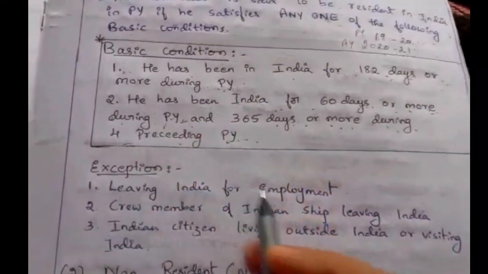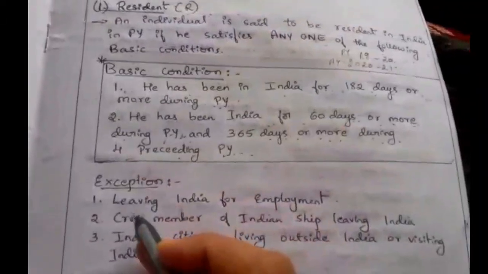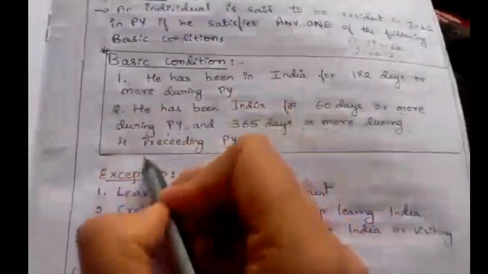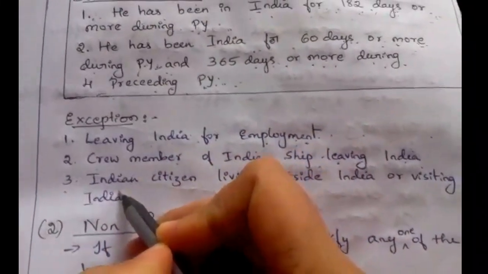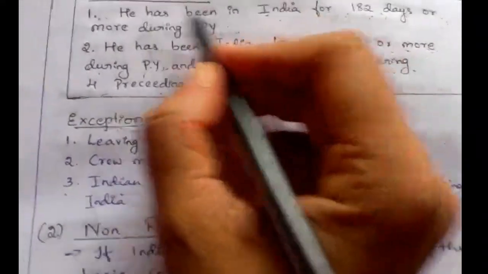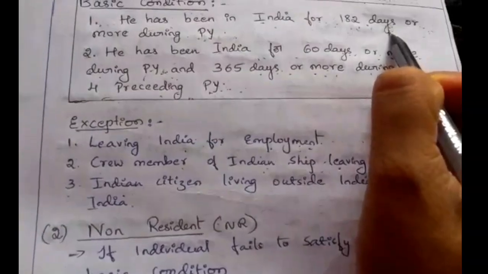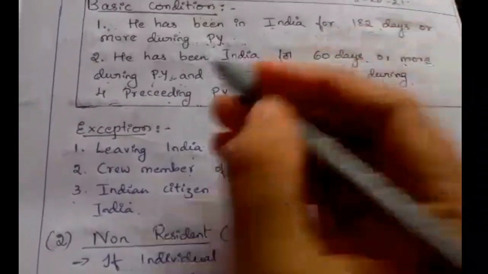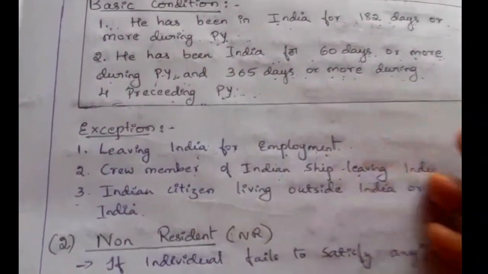For the basic condition, there are some exceptions, where the individual does not have the option of the two basic conditions. In these exceptions, an individual must fulfill only the first condition. He must have stayed in India for 182 days or more during the previous year to become a resident. He does not have a second option to prove himself a resident in India.